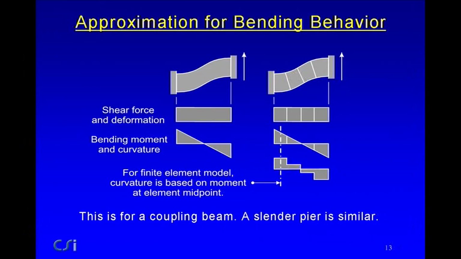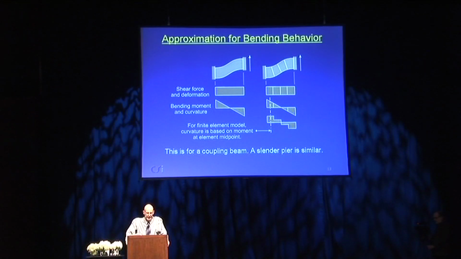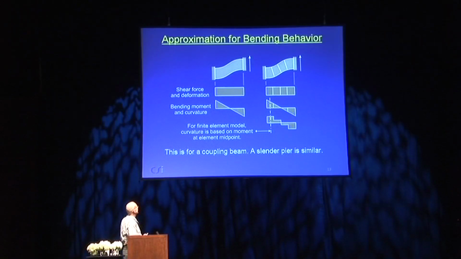Let's have a look at what it means to use these wall elements, and remember it's still elastic, to model bending behavior. And I'm showing here a horizontal beam. It could also be turned through 90 degrees and be a pier. And the left is the exact elastic solution. The shear force is going to be constant, and the shearing deformation will also be constant.